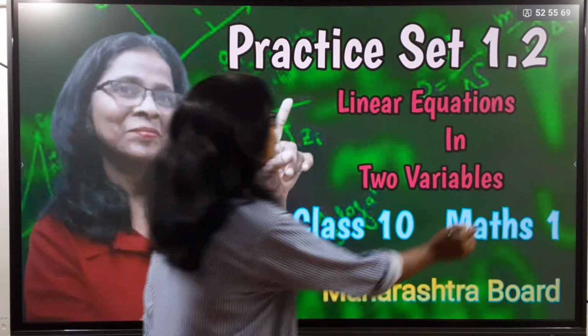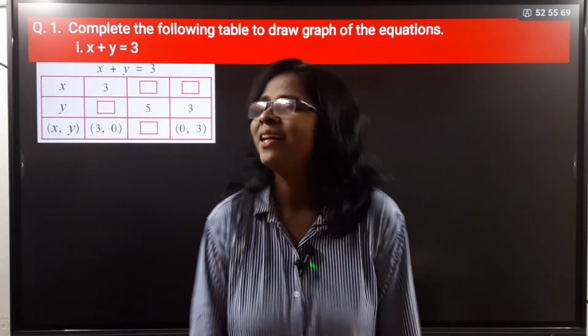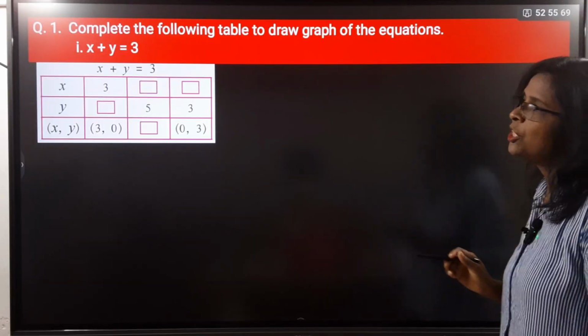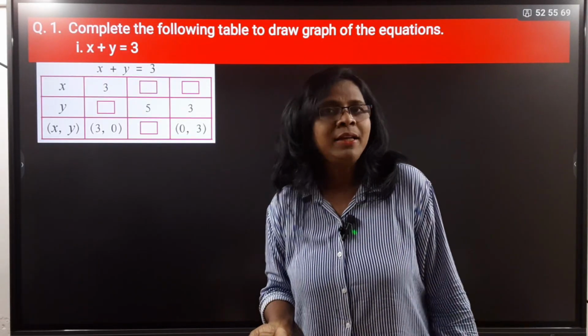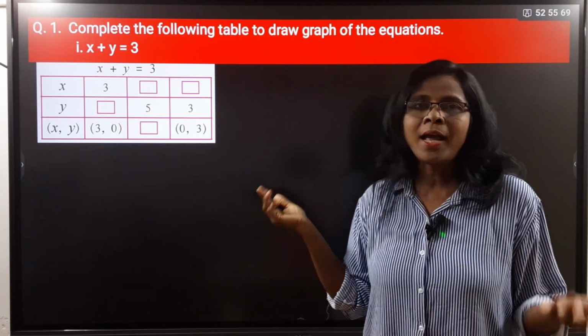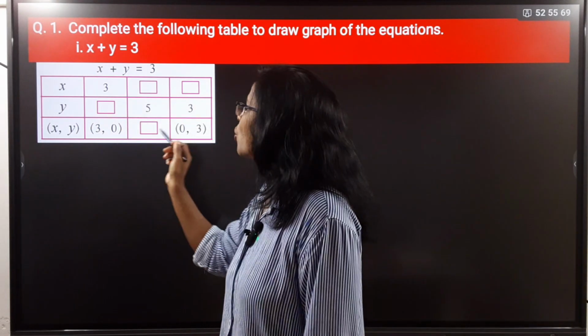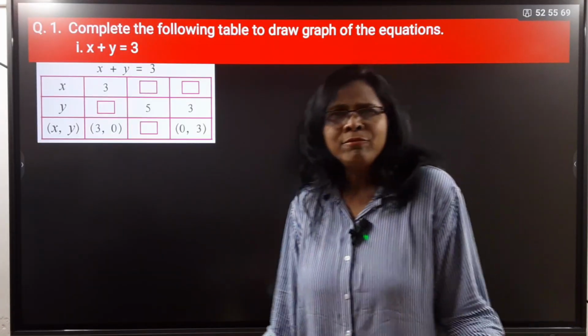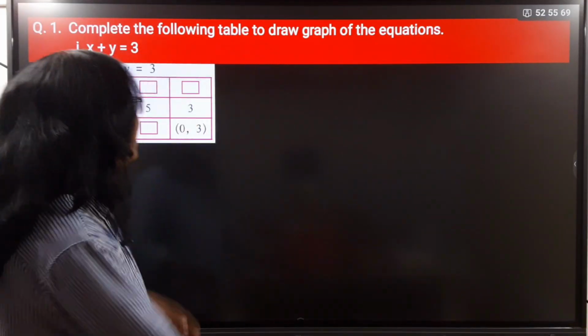So now here the first question, see the first question students. Complete the following table to draw graph of the equations. First equation is x plus y is equal to 3. Now here students, there is a given table, and we have to fill up these boxes by calculations. Carry out the calculation. So how can we fill up these boxes?